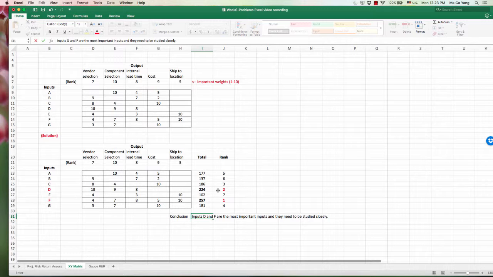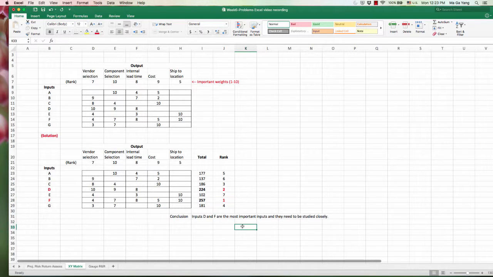Sometimes we just select the most important input. If rank 1 and rank 2 are not that close, but have a wide gap, then we just select only one input. In this case, input F and D are pretty close. So input D and F are the most important inputs. So this practice is pretty simple. You just calculate your total score, provide the rank, and find out the important input.